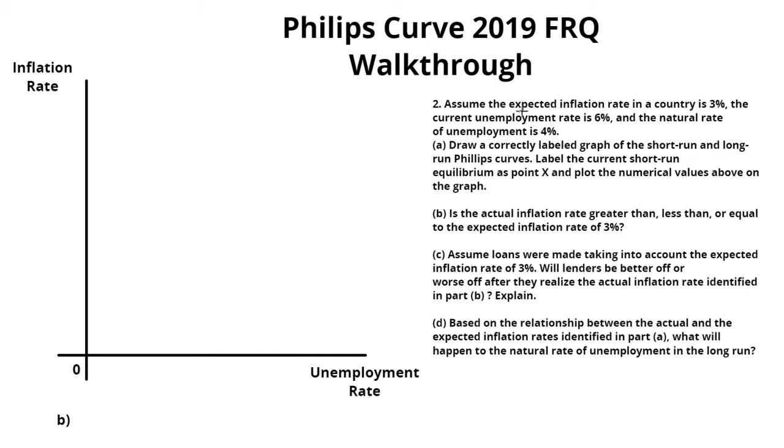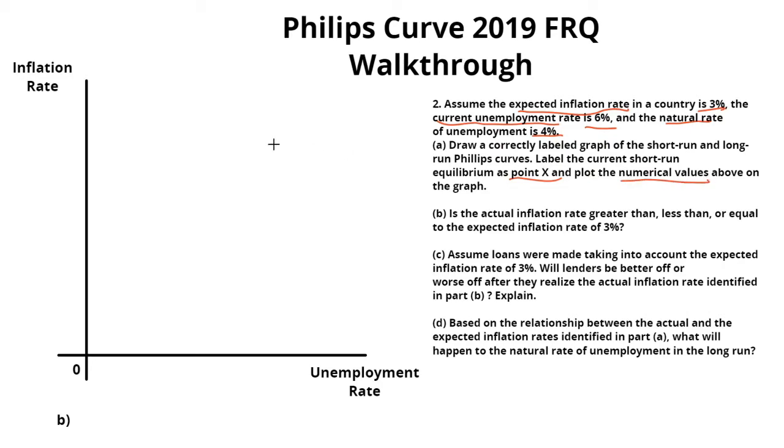Assume the expected inflationary rate of the country is 3% and the current unemployment rate is 6%, while the NRU is 4%. So in part A, we need to draw a perfectly labeled graph of the Phillips curve, showing the short run and long run Phillips curves, along with the short run equilibrium, label it as X, and to also plot the numerical values.